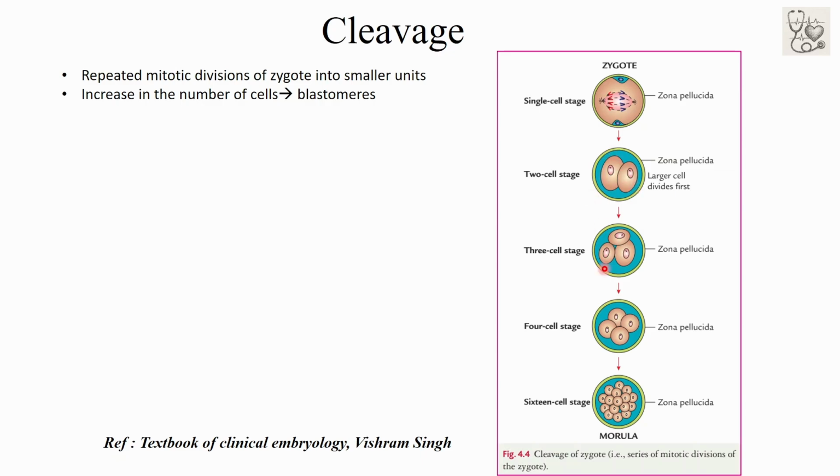Now this zygote divides to form the two cell stage, of which one cell is larger and the other cell is smaller. The larger cell divides first, giving rise to the three cell stage. The smaller cell divides next to give rise to the four cell stage. This division continues, the 4 cell divides to form the 8 cell stage, which further divides to form the 16 cell stage. This 16 cell stage resembles the mulberry fruit, so it is termed the morula. In the morula, the blastomeres are very small and contain very little cytoplasm to survive.